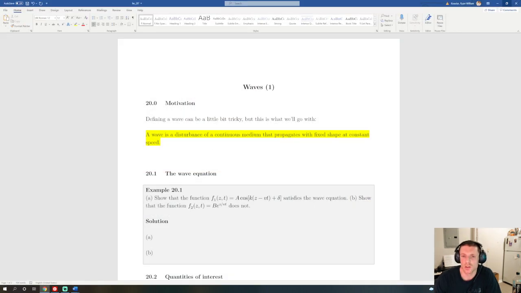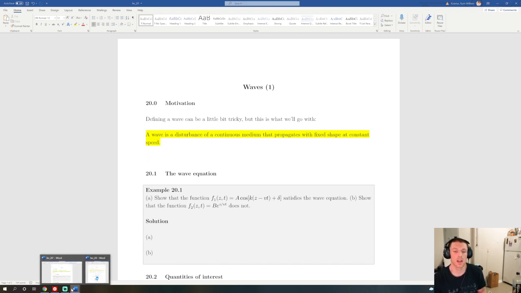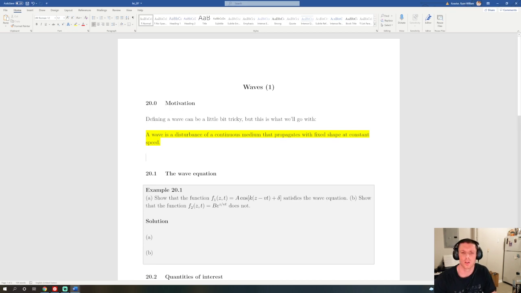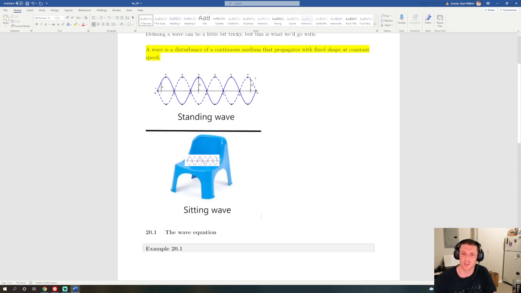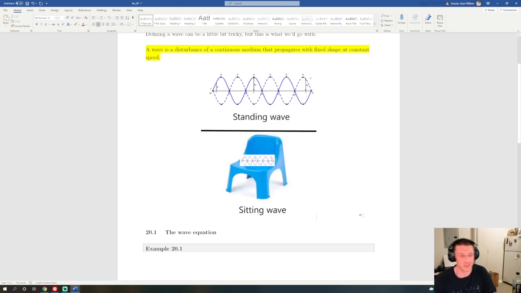Okay, so we said that there are traveling waves and standing waves, right? And I think that the existence of standing waves also presupposes the existence of sitting waves. So here, standing wave, sitting wave, right? It's in a chair, right? Anyway, let's move on here.